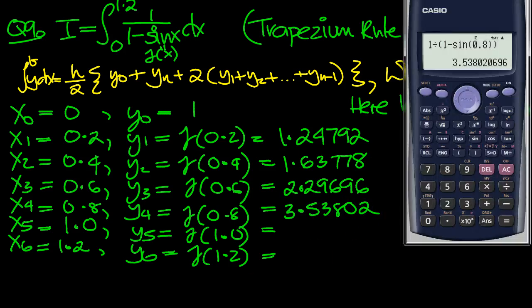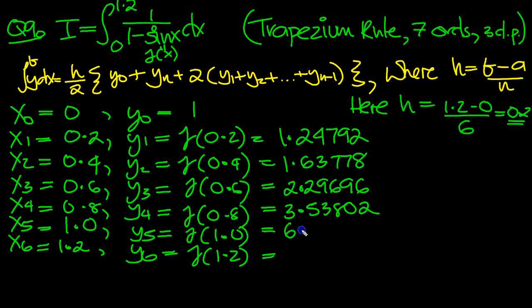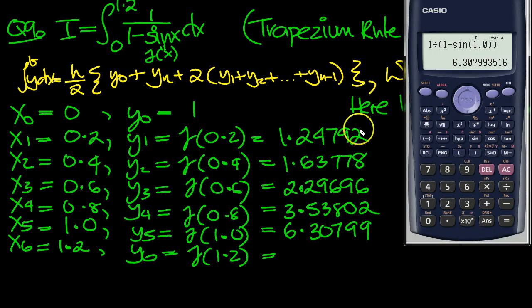And then the next one. So it's 1.0 now. 6.30799. And then the last one is 1.2. Tap that in. 14.71434.